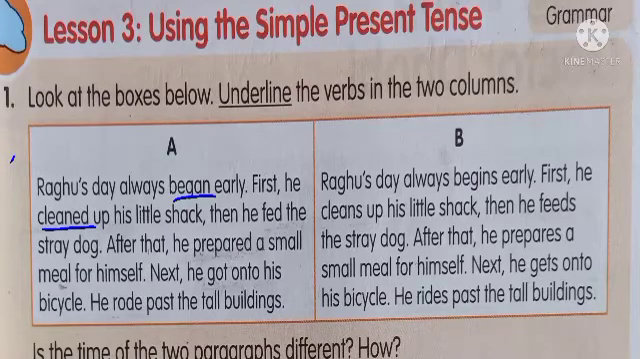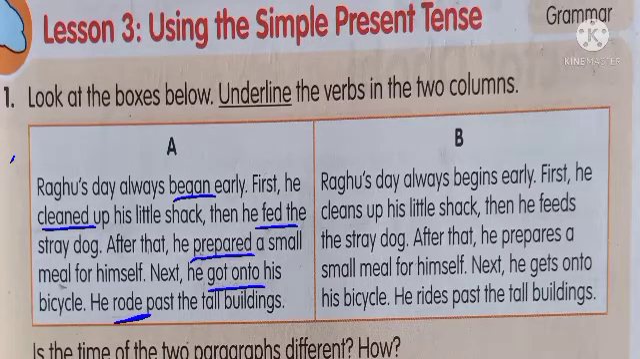Then he fed the stray dog. Fed is also an action word, so underline it. After that, he prepared a small meal for himself. Prepared. It's also an action word. Next, he got onto his bicycle. Got onto is also an action word or verb, you can say. Okay, he rode past the tall buildings. Rode is also an action word or verb. Next, we will go for the next column now.